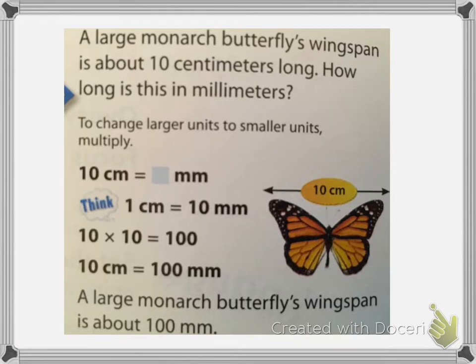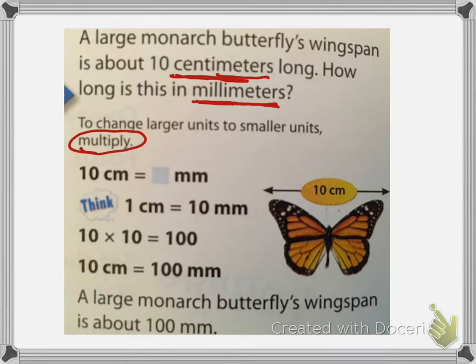A large monarch butterfly's wingspan is about 10 centimeters long. How long is this in millimeters? Now we are using this in meters. That's our measurement unit. And we're going from a large unit, centimeters, which is larger than millimeters. We have to first see that, because when we notice that we're going from a large to a small, we are going to multiply. Remember, larger units to smaller units, we multiply.